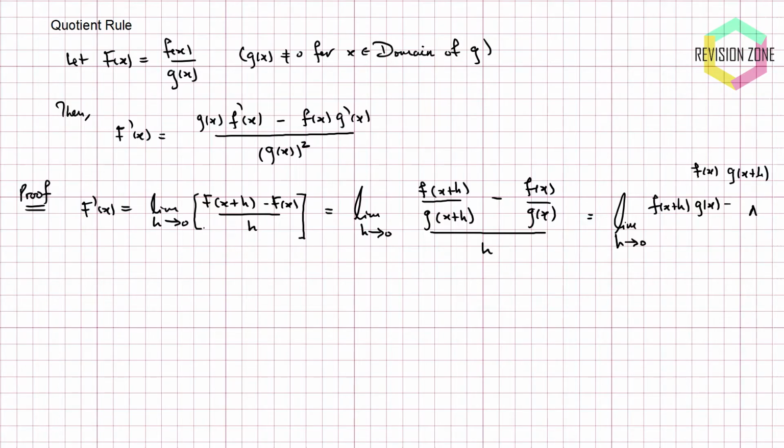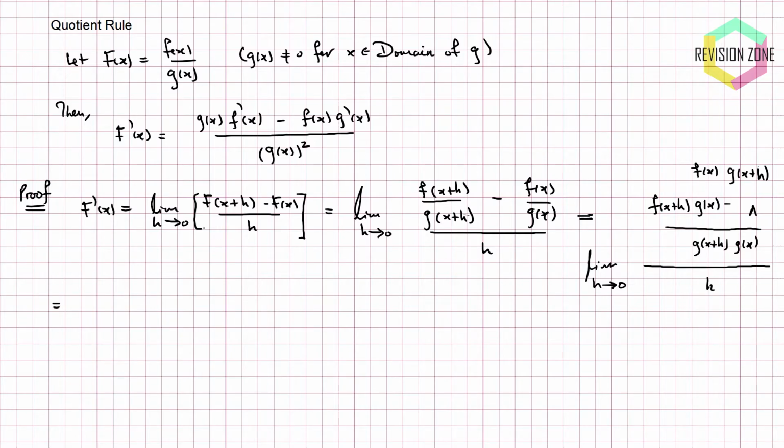Let me first tidy that up a little bit. I'm going to have a common denominator. So the common denominator now is going to be g of x plus h times g of x, right? And obviously all of that is now the bottom part of this. And perhaps if I'm being very careful, I shouldn't just write the limit above there. I should actually write the limit so that it applies to the whole thing. So the limit as h tends to 0 is here. So we've got that.